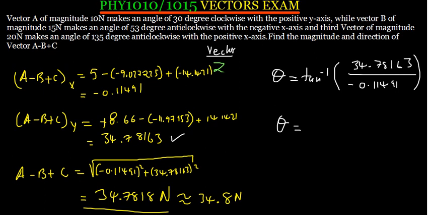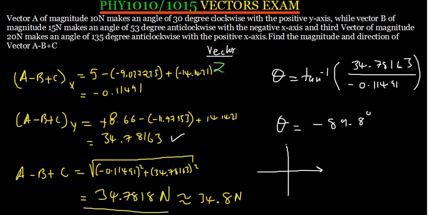So I'm wondering why I found basically the same answer, okay, it was a small value. So 34.78163 divided by negative 0.11491, and then we take tan inverse of that value. So the answer that I found is negative 89.8 degrees.